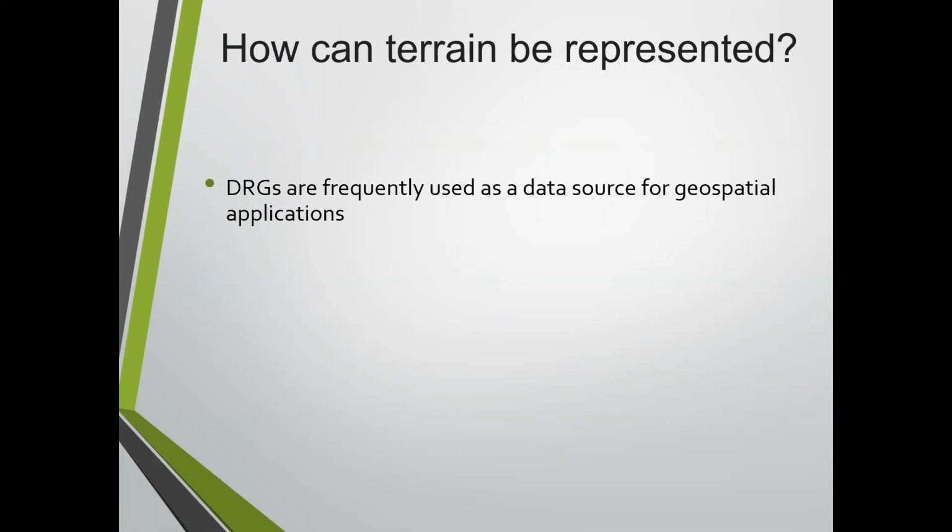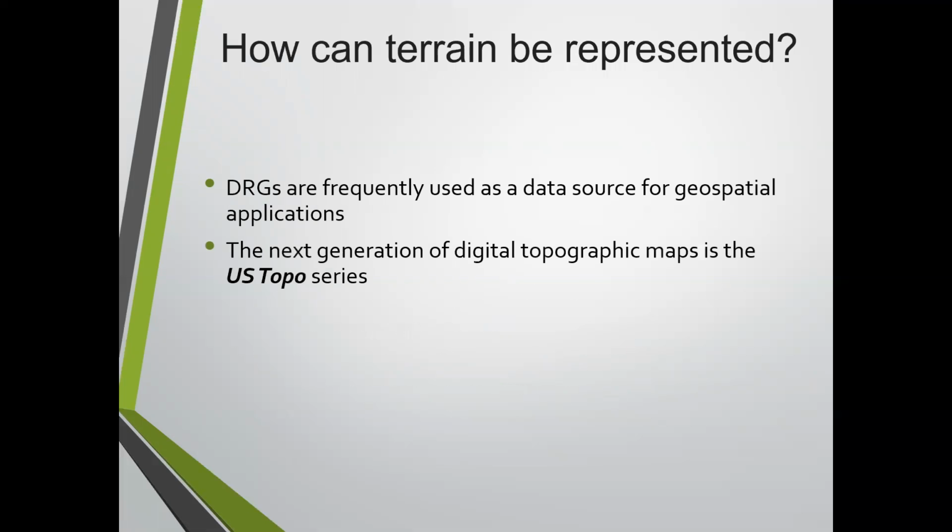DRGs are frequently used then for other sources. So you could use them for other geospatial applications, such as in GISs. So if you wanted to get quick information into your GIS, you could take these in and use that in there. Then this is also another product that the USGS has.